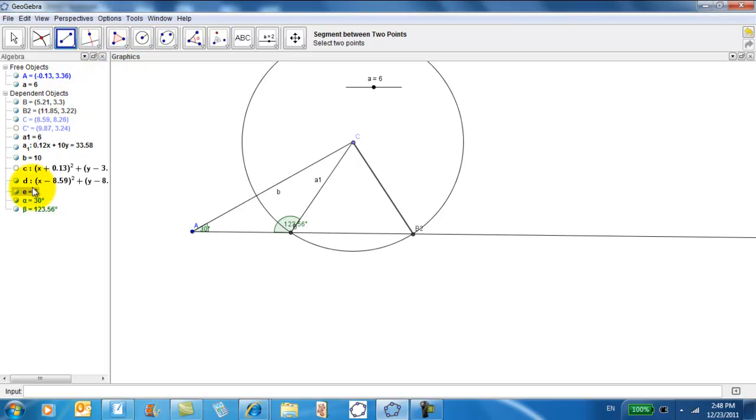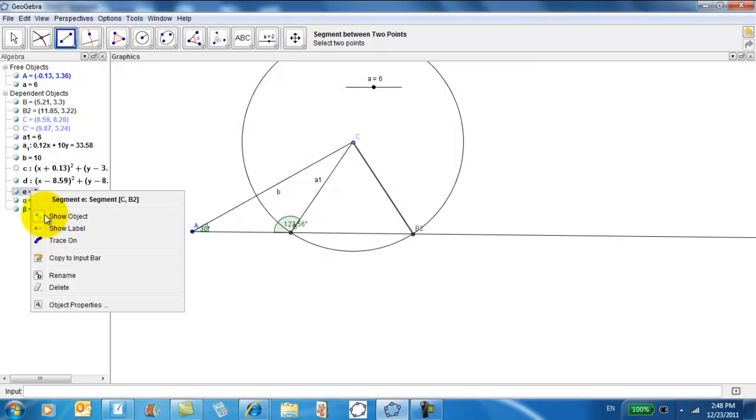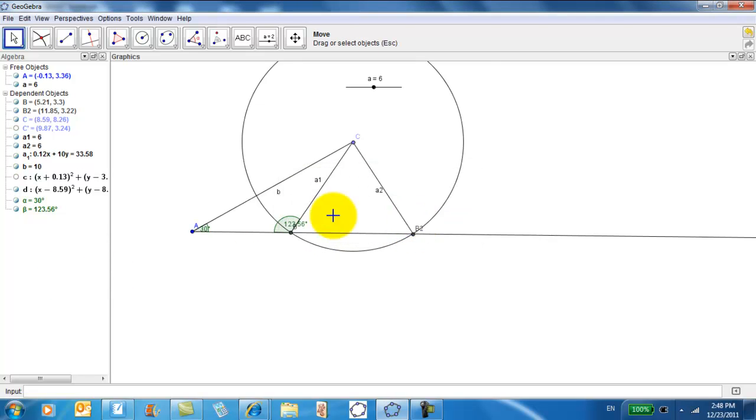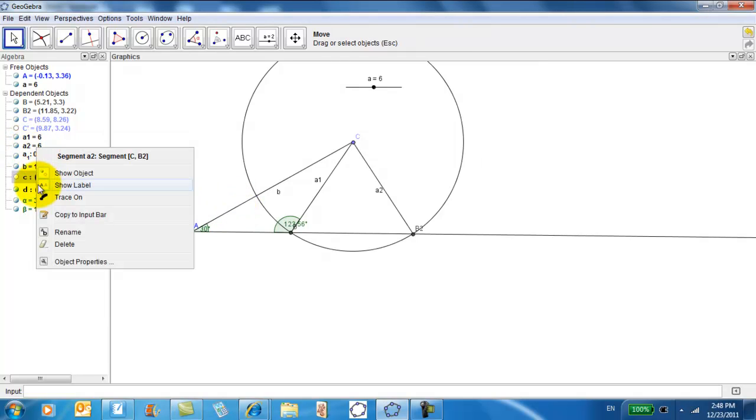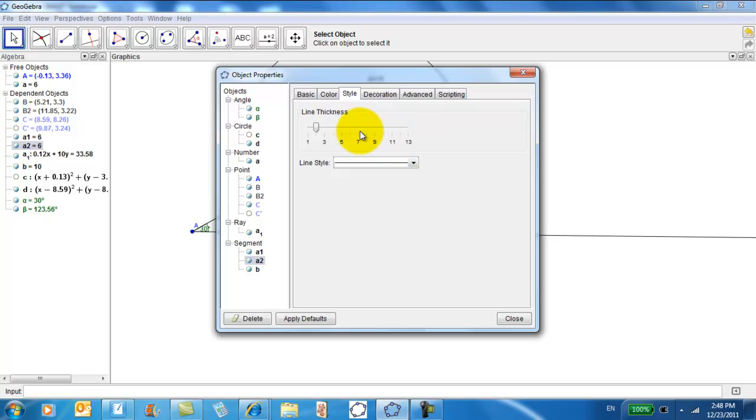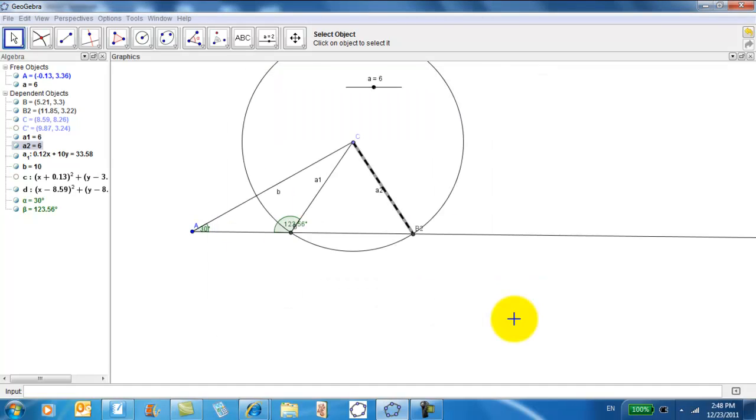And let's go to object properties on that. First of all, I'm going to rename it as A2, as an alternative answer for A. And also, let's look at the properties and just make it dashed so you can tell it's a different triangle. Style, figure, and dashed. Okay? So this is why it's called the ambiguous case, because sometimes you have no answers, sometimes you have one, sometimes you have two.